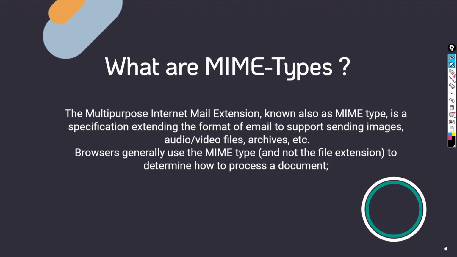Let's say, for example, cookies that you're sending in, that is a textual file. Then you can even have JSON data being shared across. All these different formats of the files that you're using are identified by using this MIME type. Browsers generally use the MIME type and not the file extension to determine how to process a document. So it's basically for the browsers to understand how they need to interpret these MIME types and make use of them.